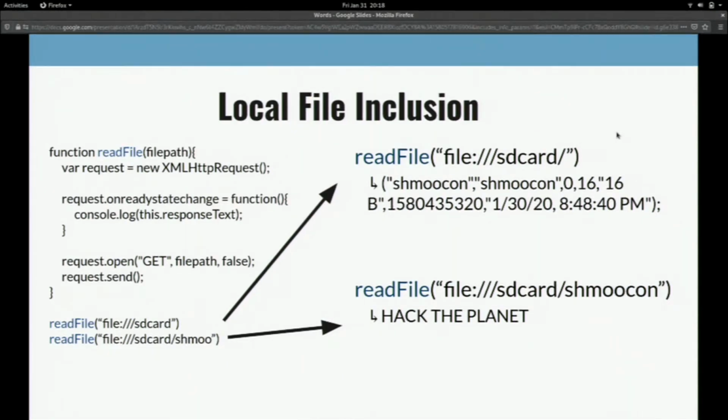What's really notable here is that if we try to read a directory, we get a directory listing, and if we try to read a file, we get the contents of the file, which makes it possible to enumerate entire directories like the external storage, which on Android is standard to be at /SD card, and just go through and pull all the files.